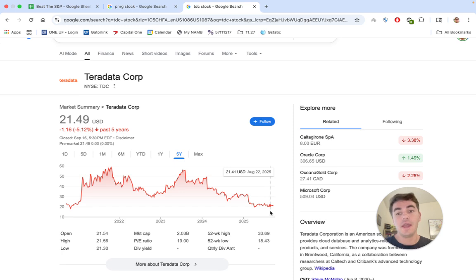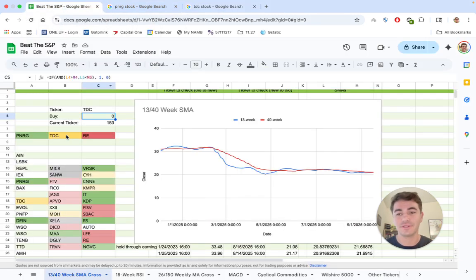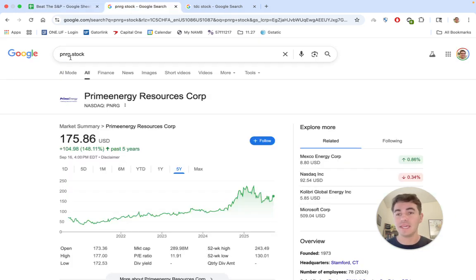And so this is a question for you. How much do you want to stick with the indicator and how much do you want to look at other fundamentals? I chose to hold off on TDC for this reason. That's why it's a yellow flag here. Here's PNRG, for example. Over the long term, they're doing all right. You looked at some fundamentals, they're doing fine.